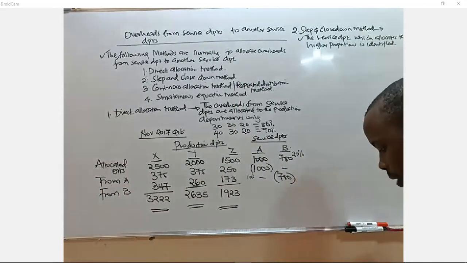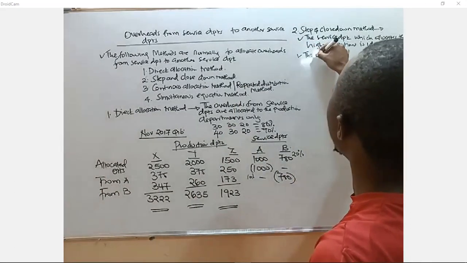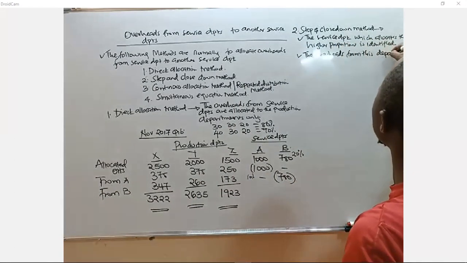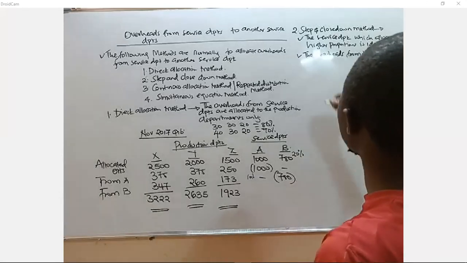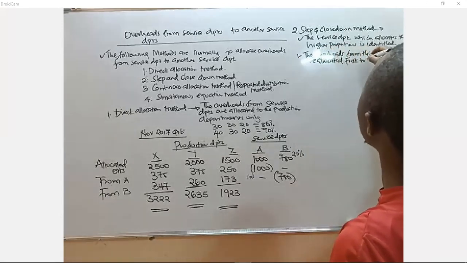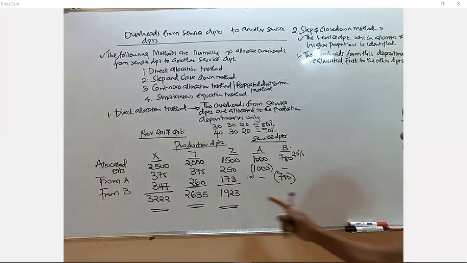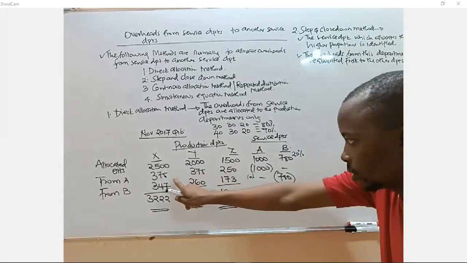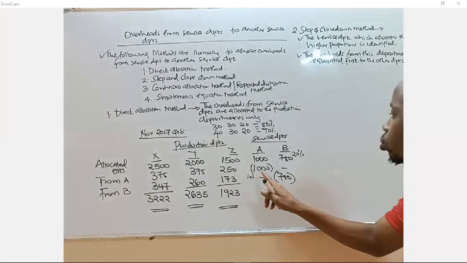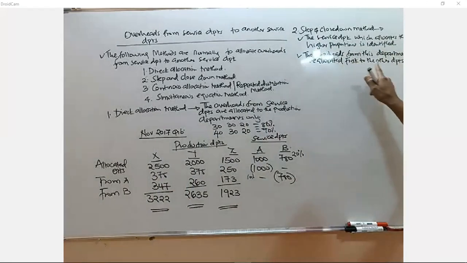And because it's a step and close down, we say the overheads from these departments are allocated first to the other departments. Hivi tunamaanisha aje? They are allocated to both the production departments and the service department, right? That is why we are saying the overhead from this department is allocated first to other departments, right?